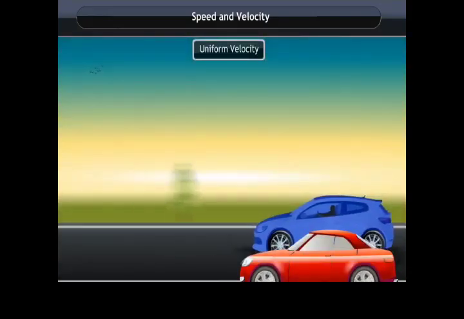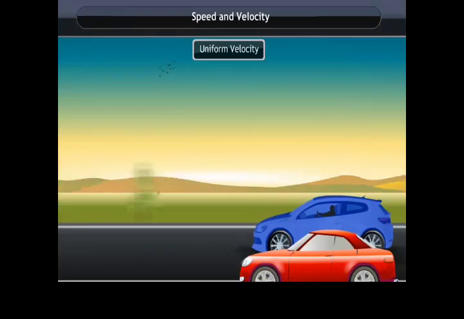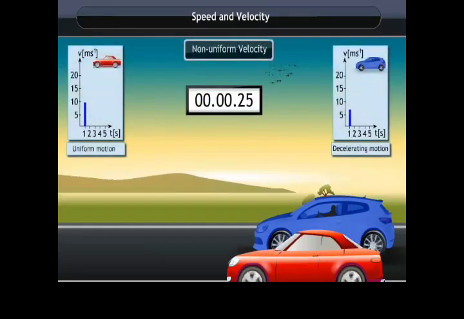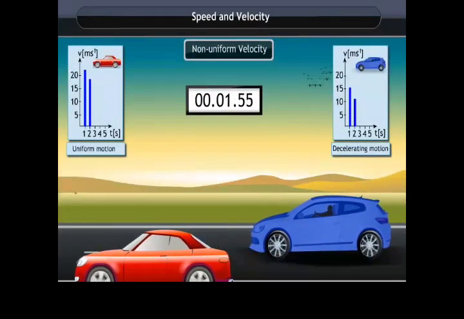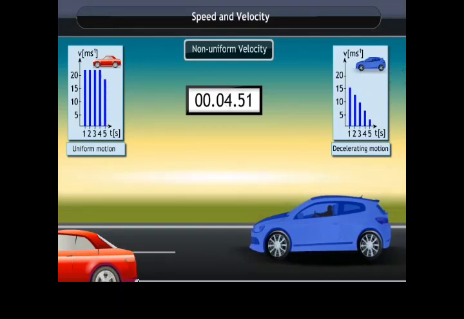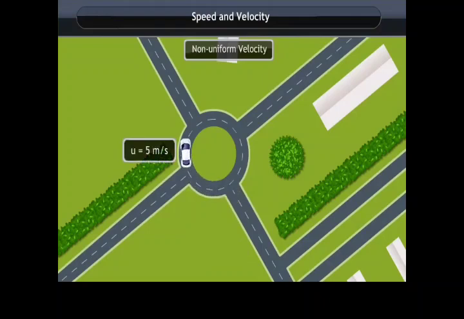When a body is moving along a straight line covering equal distances in equal intervals, the velocity is said to be uniform. Observe the motion of this blue car. It is moving very fast, but suddenly its speed is decreasing. It is said to be non-uniform velocity. When a body covers unequal distances in equal intervals of time, or if the direction of motion of the body is changing, the velocity is said to be non-uniform.